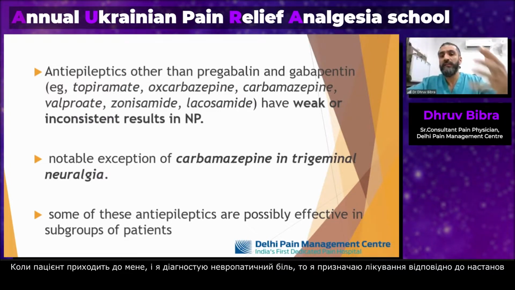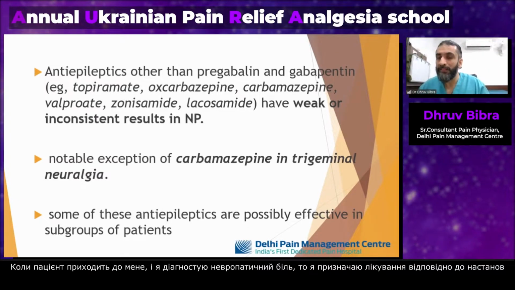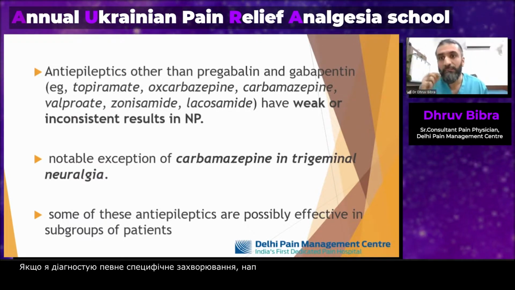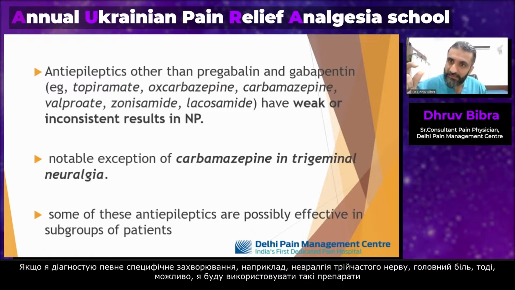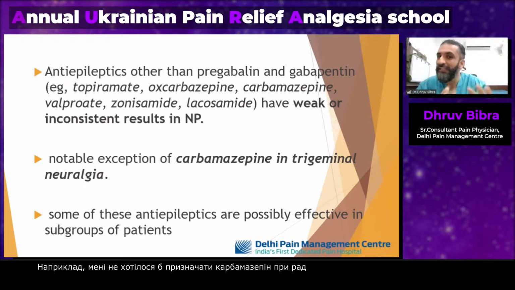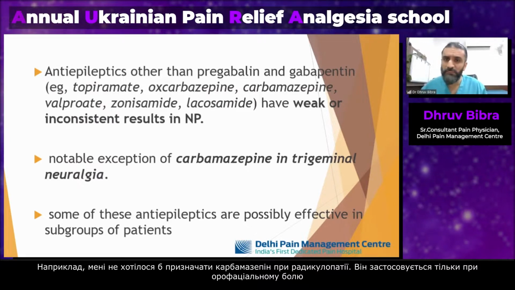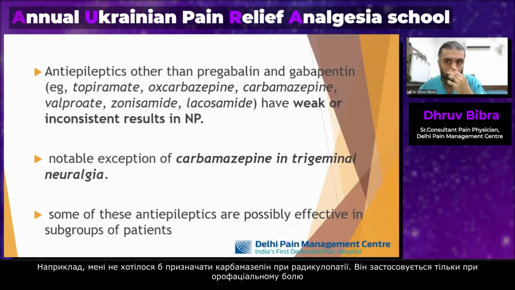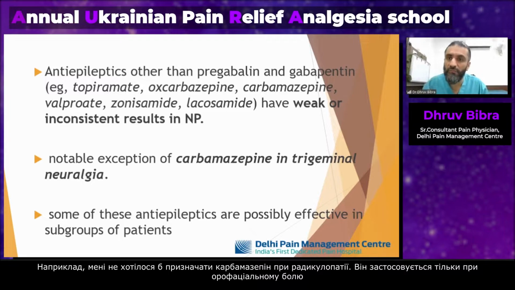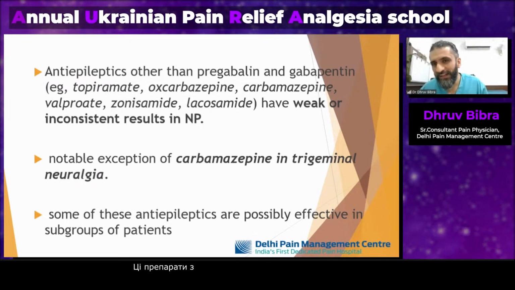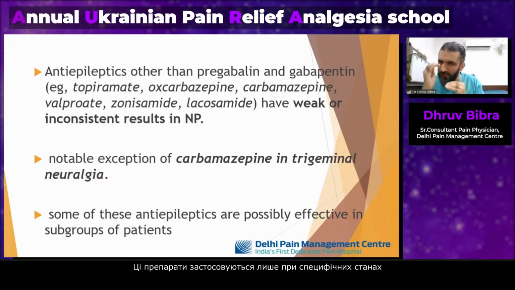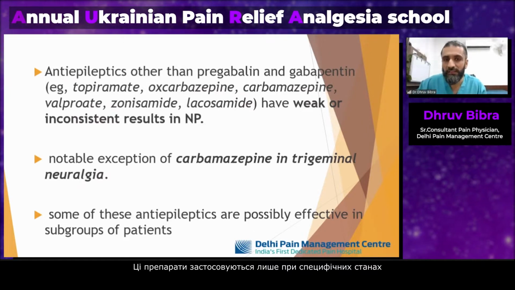If a patient comes to me and I diagnose neuropathic pain, then I will give drugs based on the guidelines. If I am diagnosing one specific disease like trigeminal neuralgia or headaches, then probably I'll be using those drugs. But I would not be comfortable using carbamazepine in, for example, radiculopathy. That's also neuropathic, but we don't use it there. It has a specific use for orofacial pain. That is why they are used for specific conditions. They do have a use, not for generalized pain.